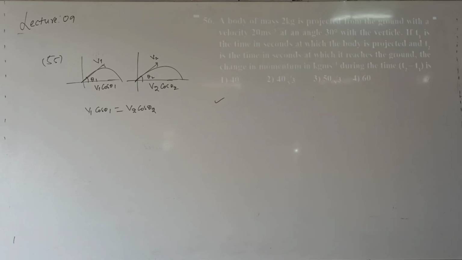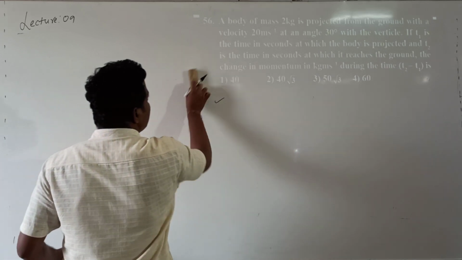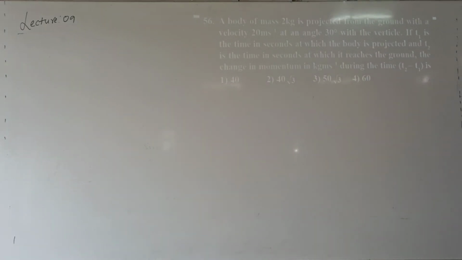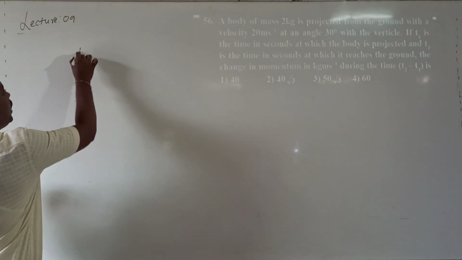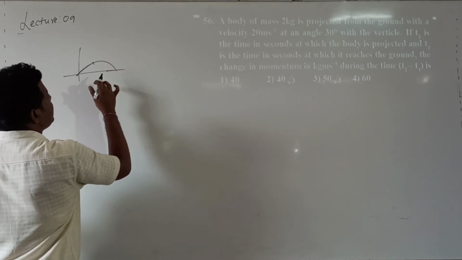Next one. Question number 56. A body of mass 2 kg is projected from the ground with a velocity of 20 meters per second at an angle of 30 degrees with the vertical. If t1 is the time in seconds at which the body is projected and t2 is the time in seconds at which it reaches the ground, what is the change in momentum they are asking us to calculate? So the body is projected at time t1 seconds and reaches the ground at t2 seconds.